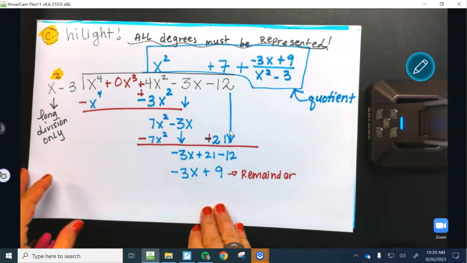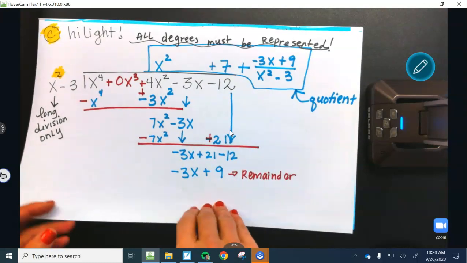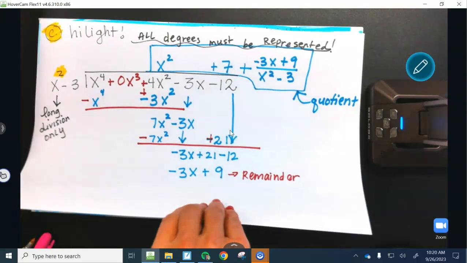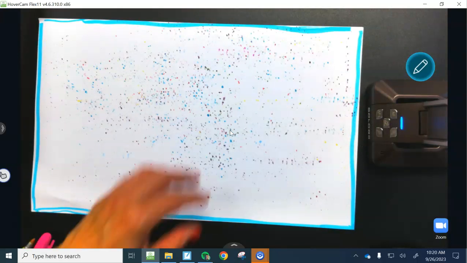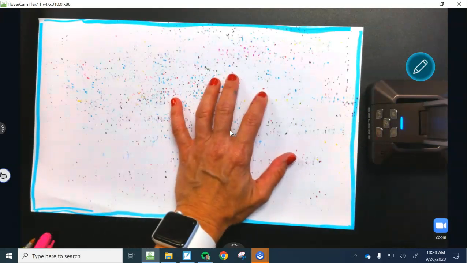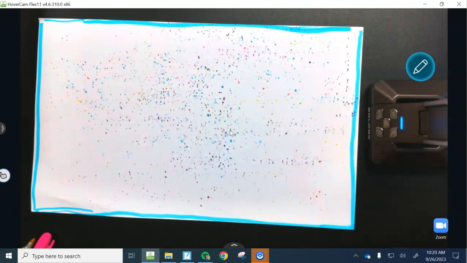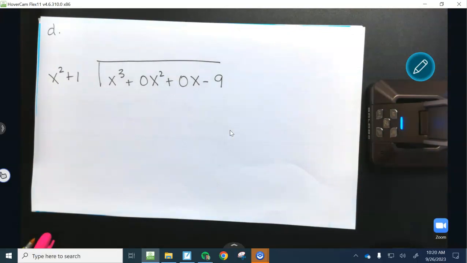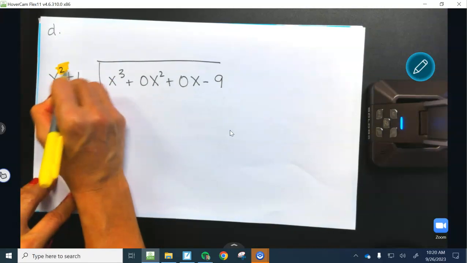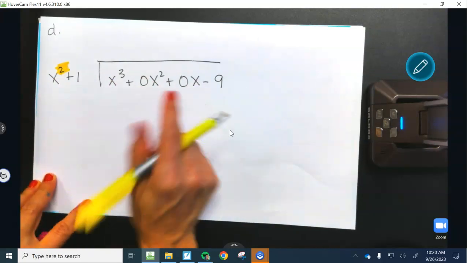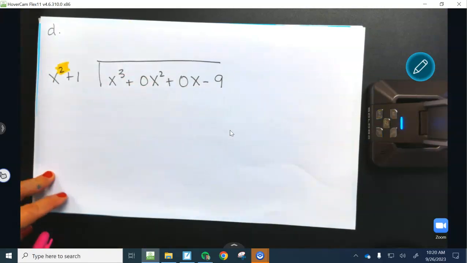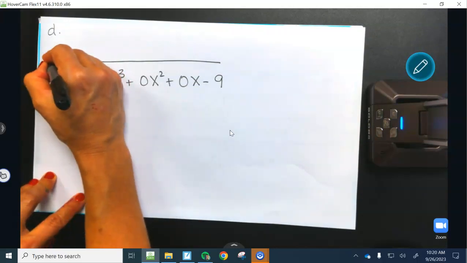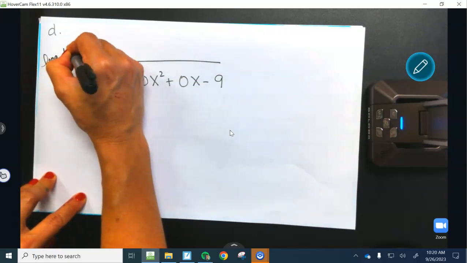Any questions on letter C? Letter D. Y'all, letter D is not too hard. It has a lot of missing degrees. Just put your placeholders there. So just draw it like normal. You're going to have a couple of zeros. Y'all, I just want to remind you it has a degree of 2, long division only.